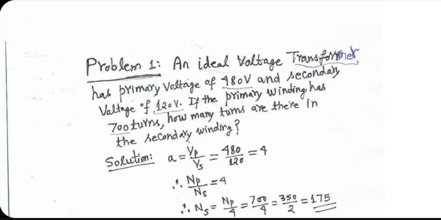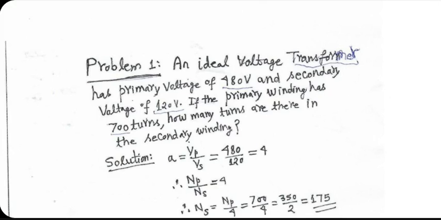An ideal voltage transformer has primary voltage of 480 volt and secondary voltage of 120 volt. These are RMS values by default. If the primary winding has 700 turns, how many turns are there in the secondary winding?